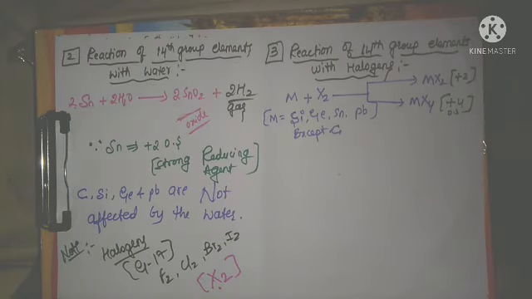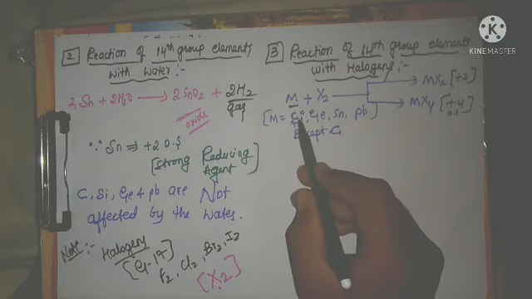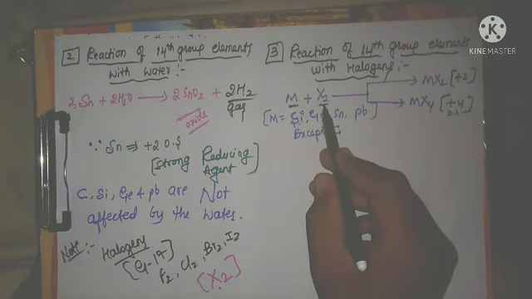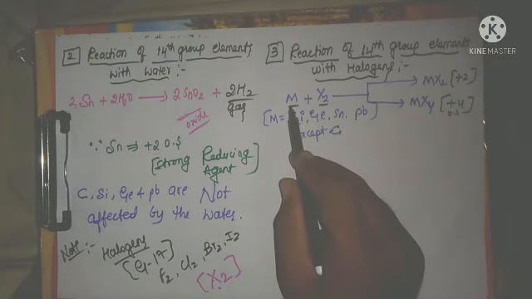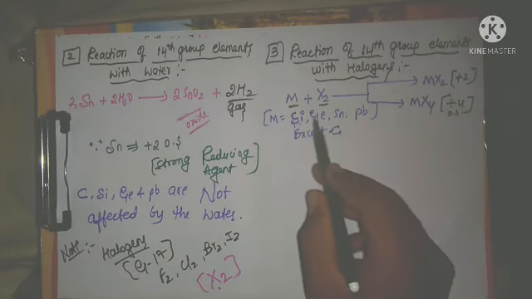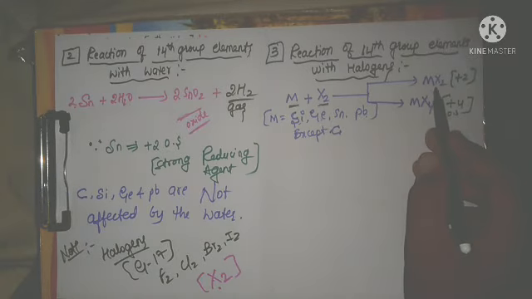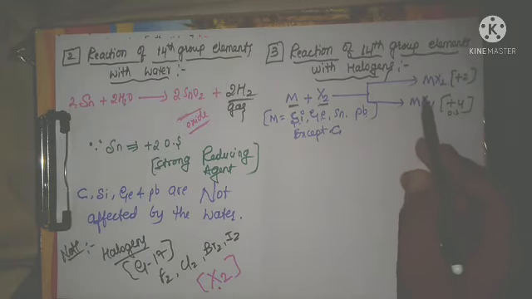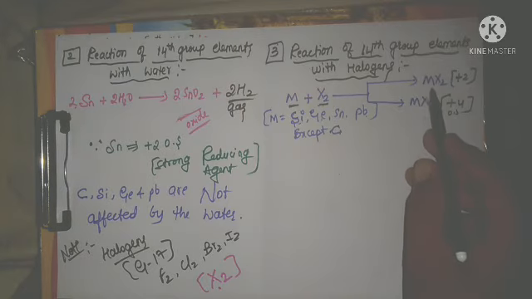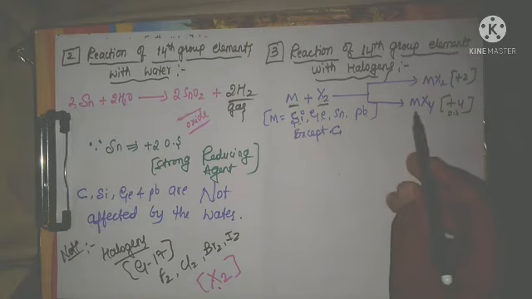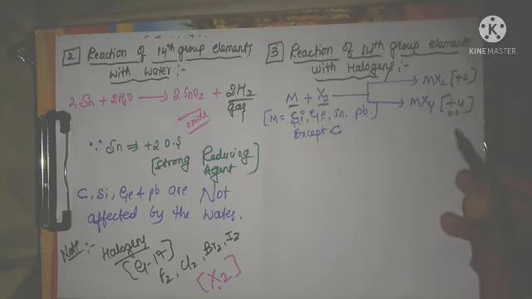Means how to write this one? When 14th group elements, maybe silicon, germanium, tin, lead, react with the halogens, they can form the dihalides and the tetrahalides. Dihalides are found when it is present in the +2 oxidation state, and tetrahalides are found when they are present in the +4 oxidation state. That we have to remember.